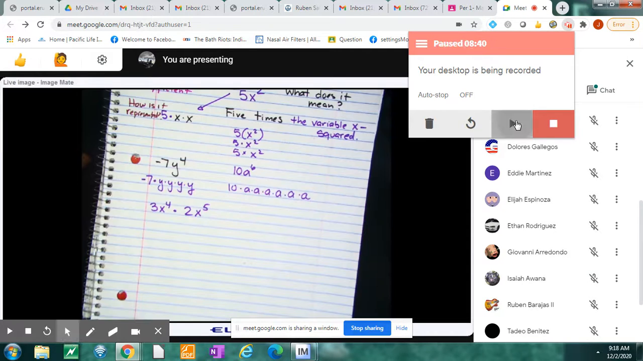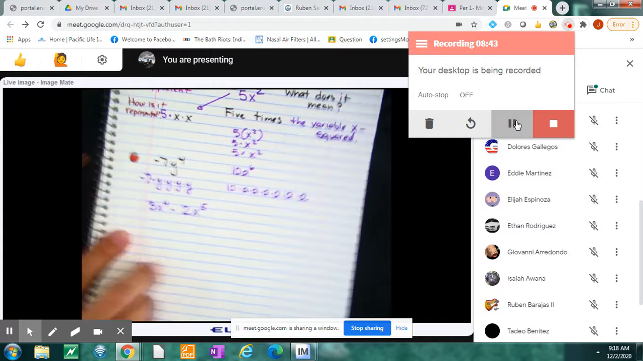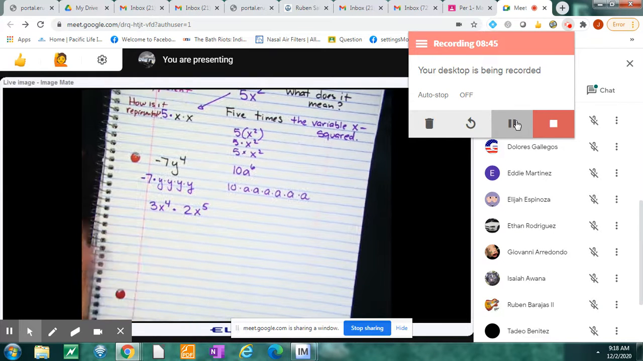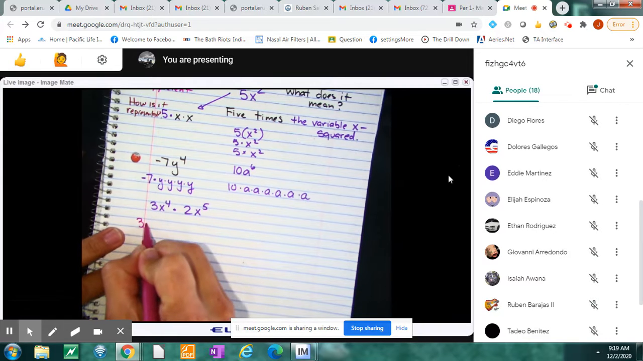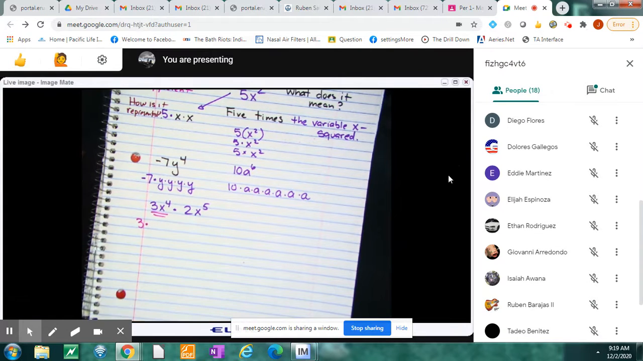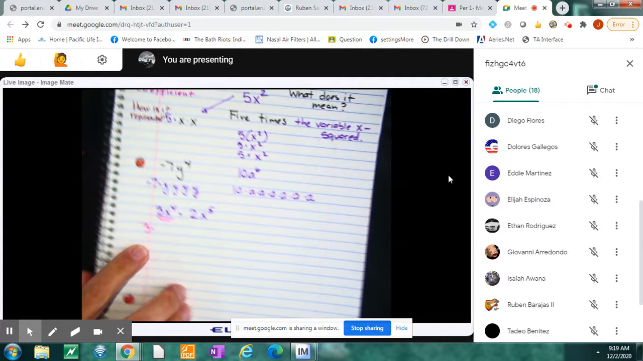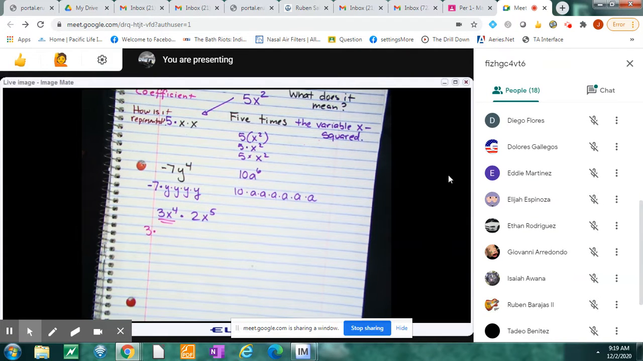So let's go ahead and do this one. If we do the long way, let's break them up. We're going to break up the 3 times, I'm working with the first term. Let me pick out a non-volunteer. I'm going to pick Eddie. Eddie, 3 times, how many x's am I going to write? You could type it in if you don't want me to hear your voice. How many x's am I going to write for 3x to the power of 4?